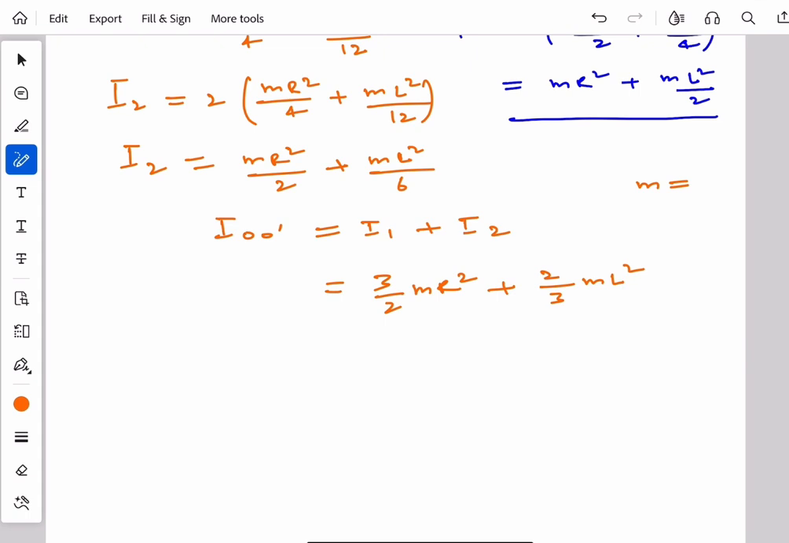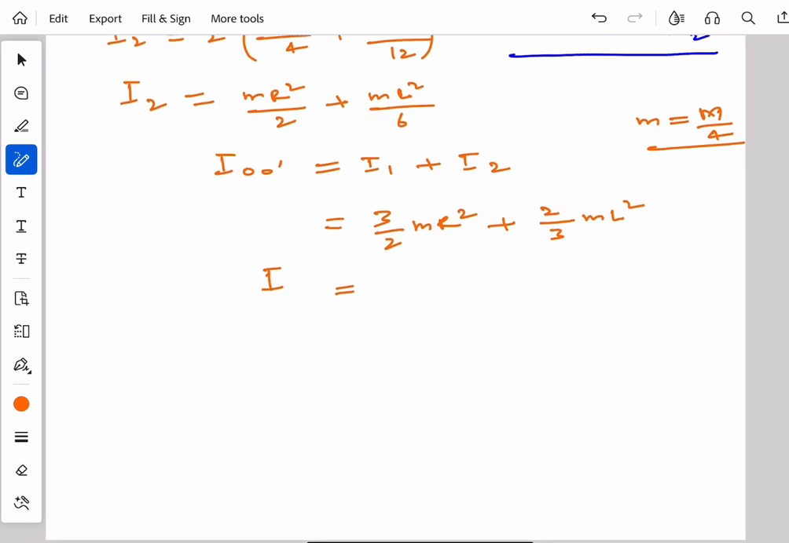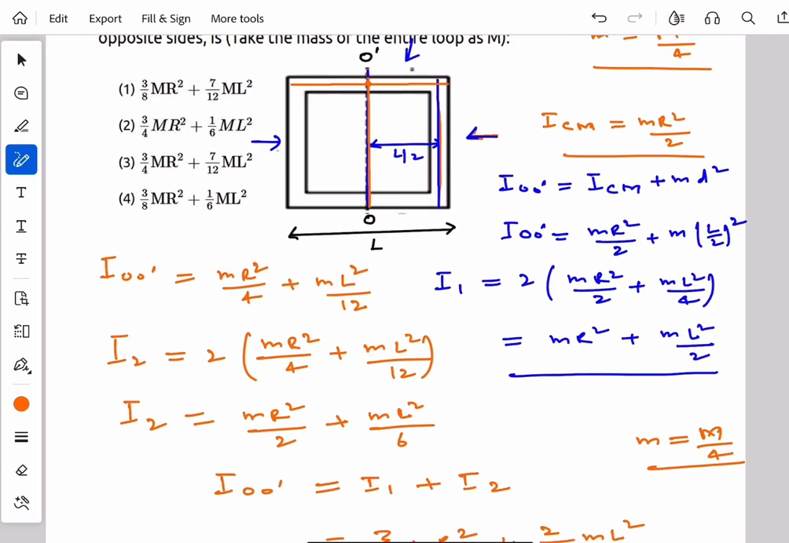Small m is equal to capital M upon 4. So this will give us moment of inertia of the complete loop equal to 3 by 8 into capital M R square plus capital M L square upon 6. So therefore option 4 is correct. Alright, thank you very much.